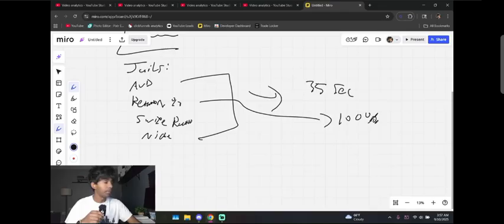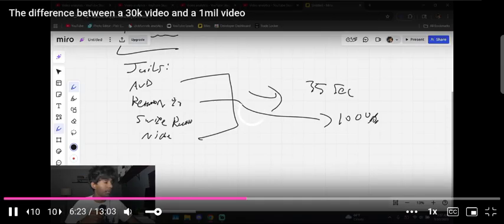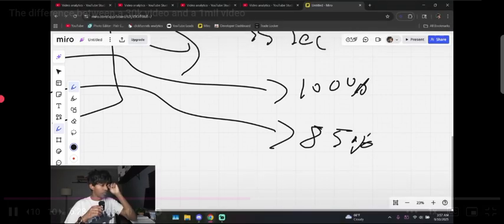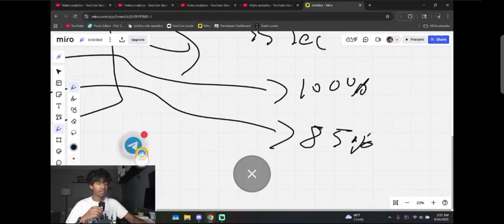For swipe ratio, we want to... and I'm going to show you guys an example of a channel that's getting close to 400 million views a month, and the swipe ratio is around 85%.